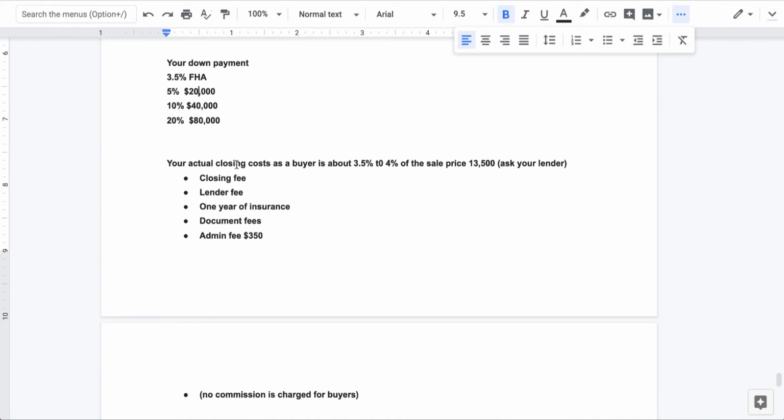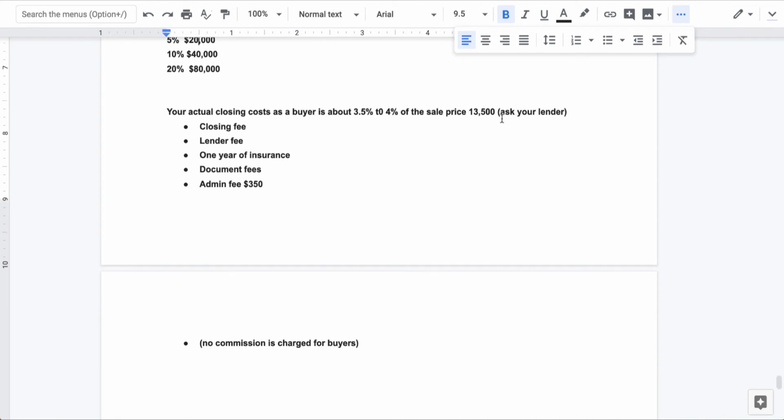Your closing costs will actually be around 3.5% to 4% of the sale price. So let's just say, ballpark for this house right here, your closing costs are going to be around $13,500. Again, you'd have to ask your lender. But what do these consist of? Well, we have your closing fee, usually around $400. Your lender fee, usually about 1% of the sale. That's what they charge to do the loan.